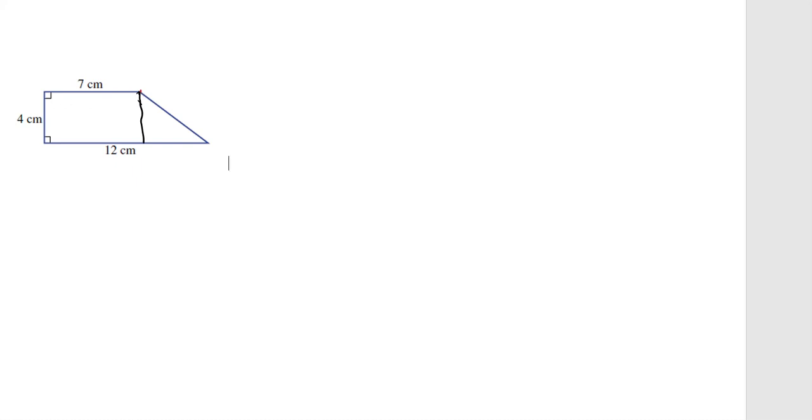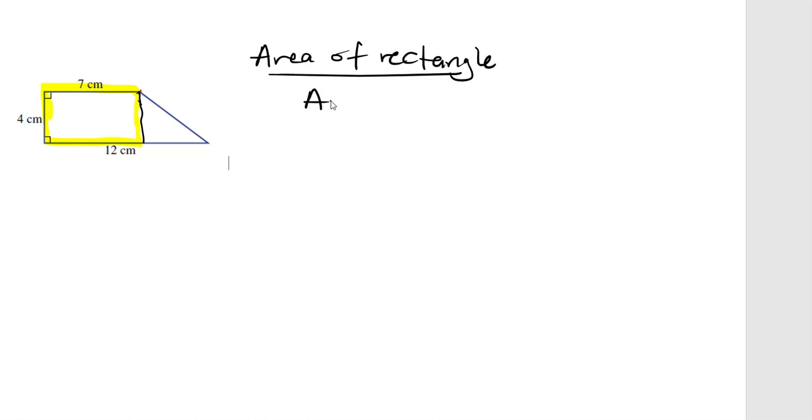Here's my rectangle. So if I just highlight it, there's a rectangle. A rectangle I need, so I'm going to write area of a rectangle. That's what I'm finding first. Area of a rectangle is equal to length times width. Now, do I have a length? Now be careful, that 12 goes all the way across here. It's not, the length is too long.